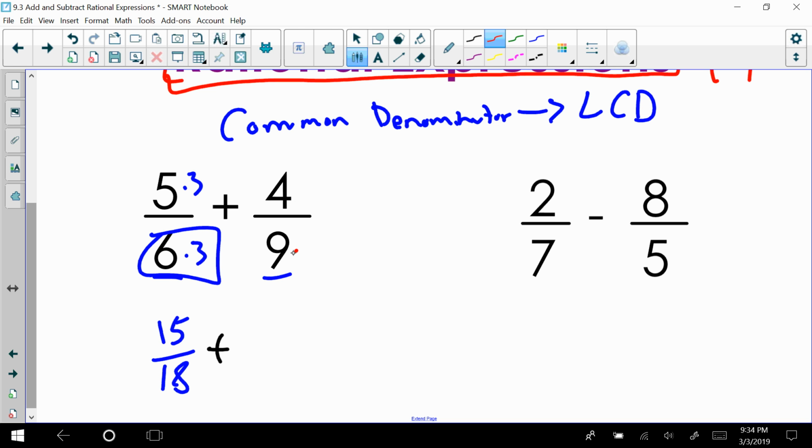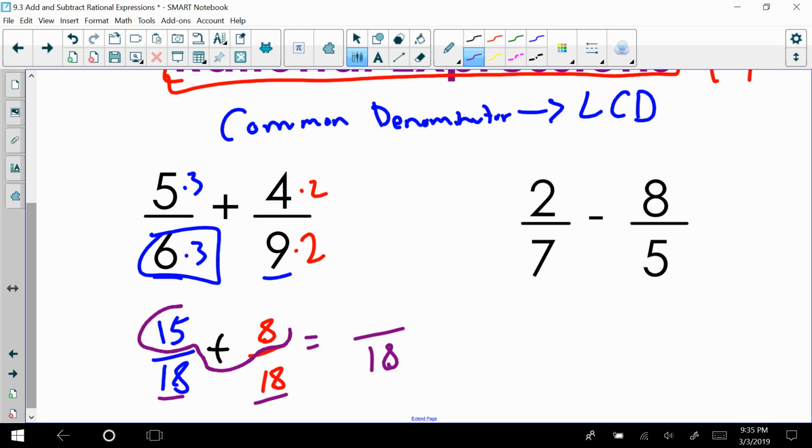What do I have to multiply 9 by to get to this 18? Well, that's 2. If I do it to the bottom, I do it to the top. So that's 8 over 18. Now that I have a common denominator, I know it's going to be something out of 18. The something is whatever 15 plus 8 is, which I think is 23. Can I simplify that at all? No. So I just circle it.